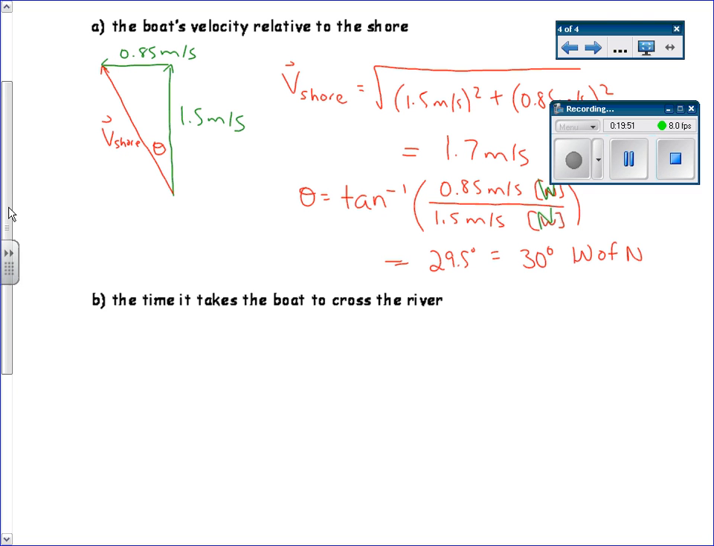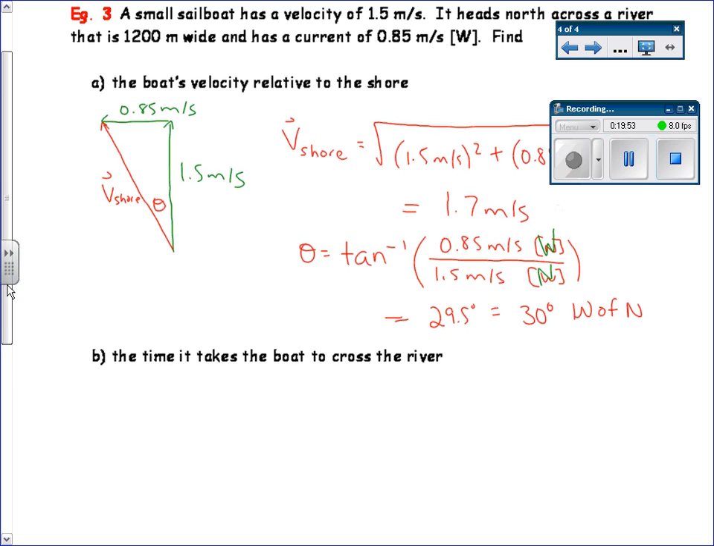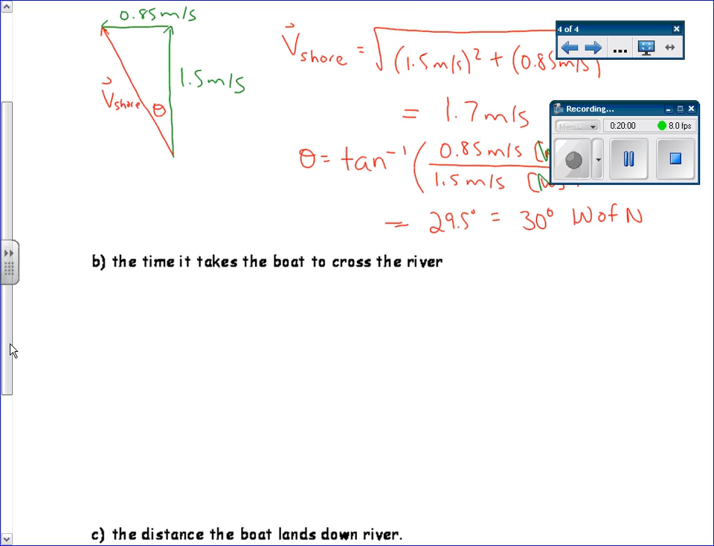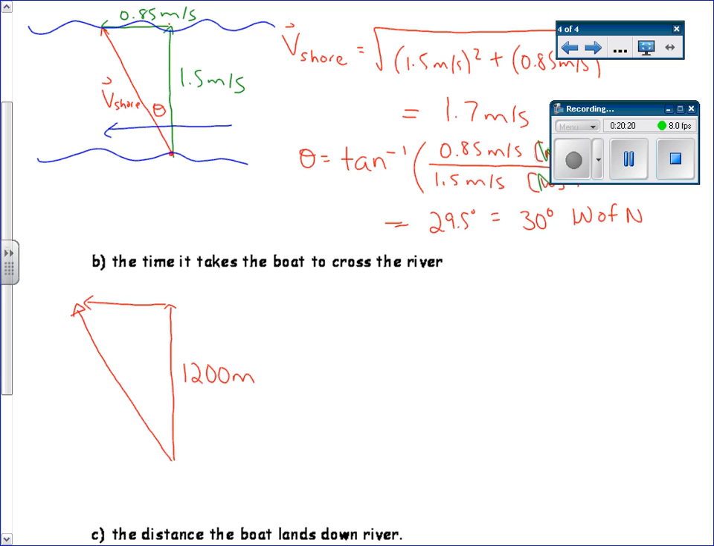The second thing we want to find is the time it takes a boat to cross the river. And for this, we're going to need the fact that we know that the river is 1,200 meters wide. So we're going to draw the same vector diagram as we drew in part A, like this. Okay. And we know that the river is 1,200 meters wide, right? Because the person starts here and they swim north across the shore, right? So the river goes like this, and the current is flowing west. So that's 1,200 meters across the river.